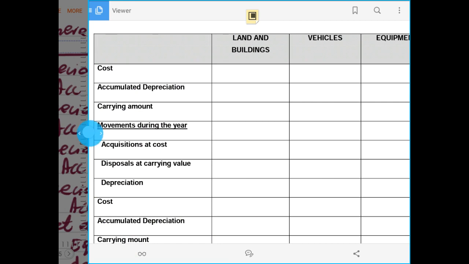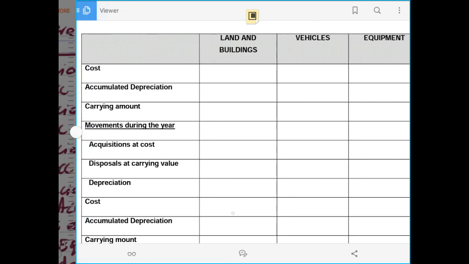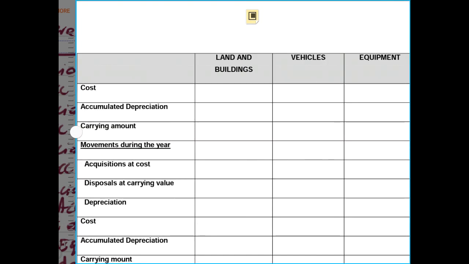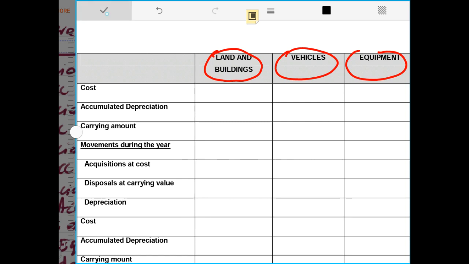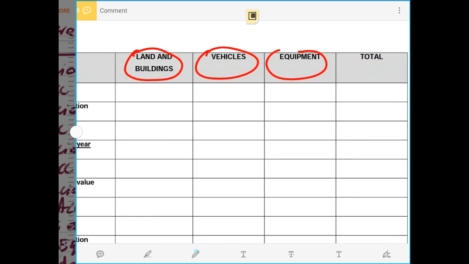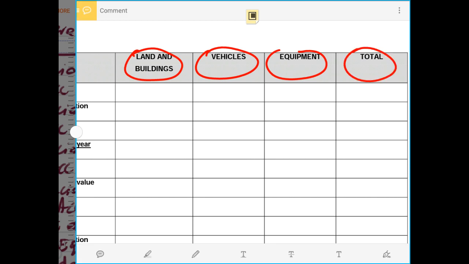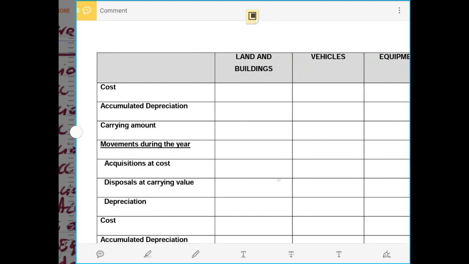Here is how the note must be expected to look like. So now I've already written all the assets that are affected by the note. We do have land and building, we do have vehicles, we do have equipment. Then after, you have to record the total for all the 3 assets. So now we are dealing with 3 assets, and I will be doing the note for the 3 assets.